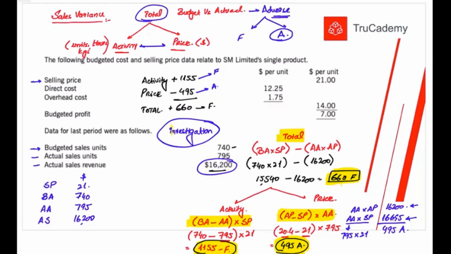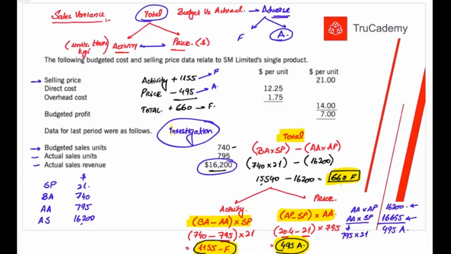The question is, activity variance is favorable, price variance is adverse, right? Yes. And total variance is also favorable. Yes. What can be the reason behind that? Think of an organization. They got these variances. Now you need to tell the manager what happened, what went wrong. So what can be the reason behind that?